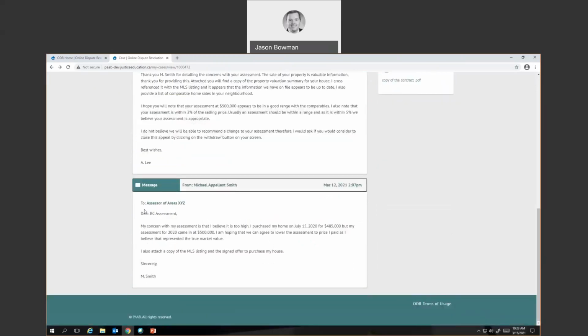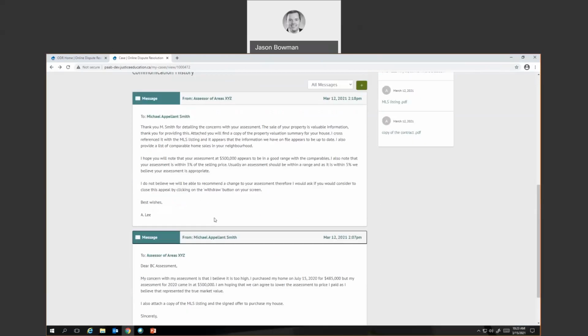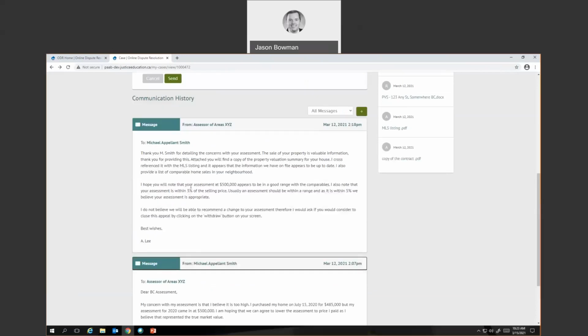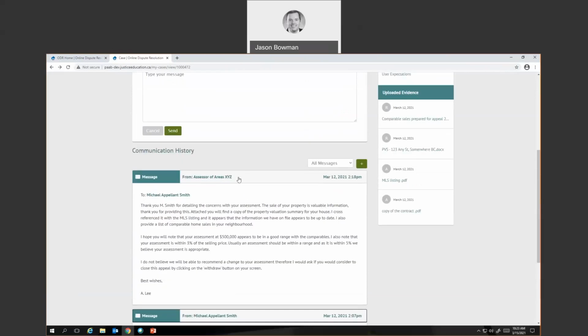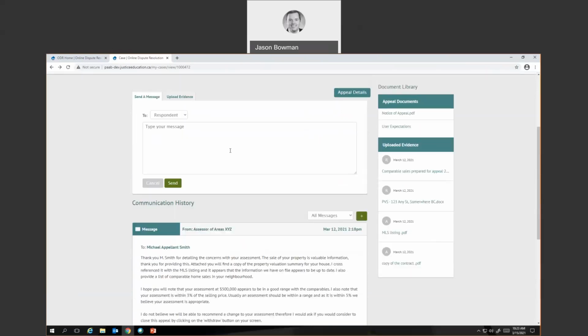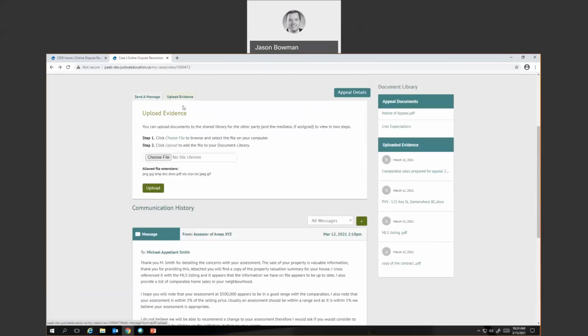So you can see I started off and followed the instructions and said, here's the concern I have with my assessment. And I sent that off to BC Assessment, and it looks like I've already got a reply from BC Assessment. And so now it's back over to me to provide a response. The other thing you'll notice that you can do on this page is that you can upload evidence. And so you've got all the instructions here on how to do that. But basically, you just come in and choose a file and simply upload it.